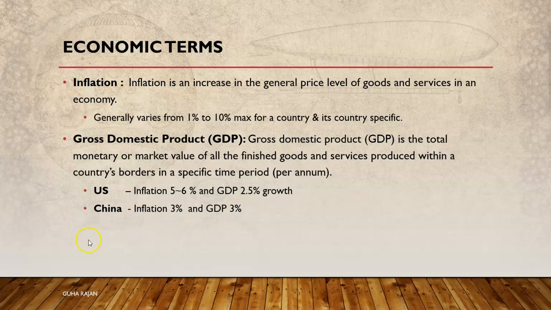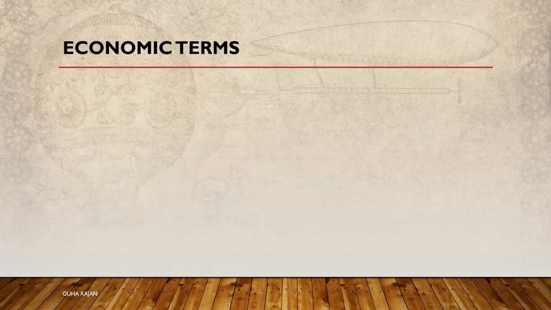Then China, if you look, again this is 2022. It is almost the same, 3.3. And if you look at India, it's 4.5 inflation and GDP growth is 6 to 7%, which is said to be the best as of 22-23, and even the World Bank or IMF has indicated India as a bright spot as far as the economy is concerned. So inflation and GDP are key terms in economic terminology.